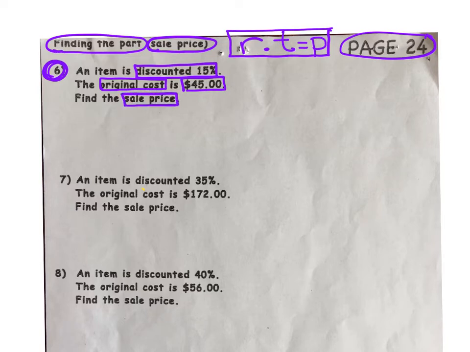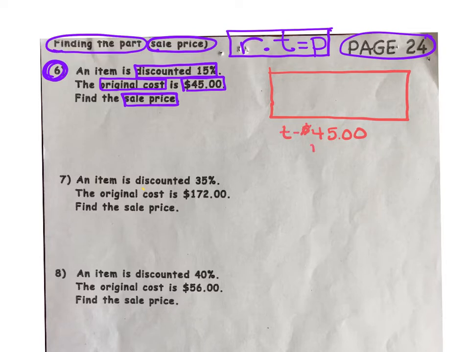Find the sale price. The key to any one of these problems is organizing the information in a tape diagram. Off to the side, draw a nice rectangular tape diagram. Now, we know the original cost is $45. Please mark that at the bottom of the bar on the outside. That's 100% of the cost, represented by the whole tape diagram.